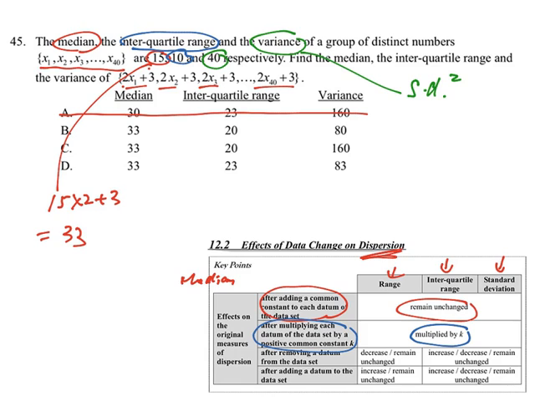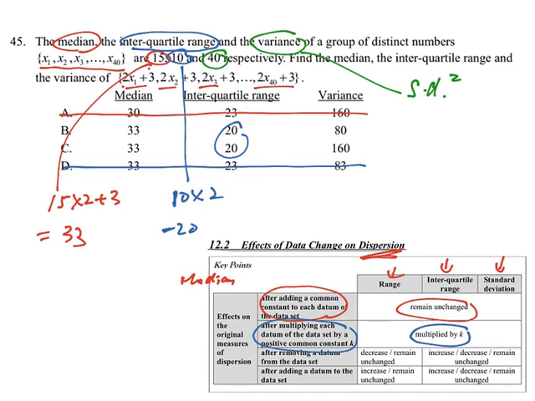Next, we'll see the interquartile range. For the interquartile range, adding something causes no change, even adding 3. But multiplying by k will change it. So for this one, it's only affected by times 2, so it is 20. That means D is wrong. Just B and C left.